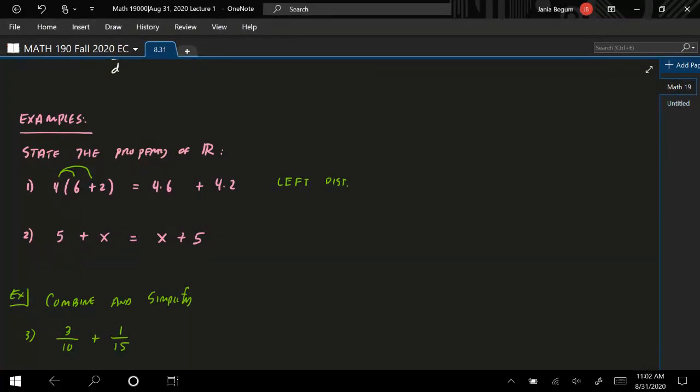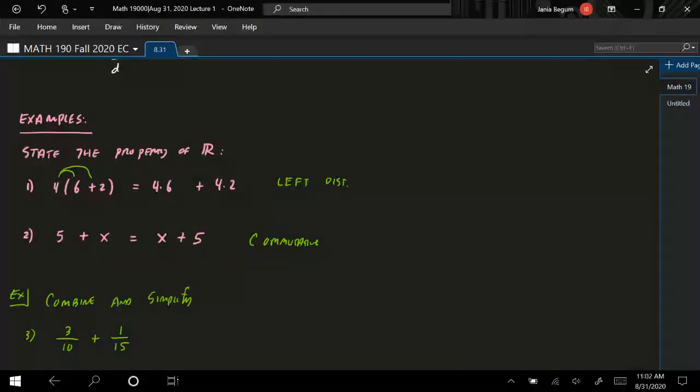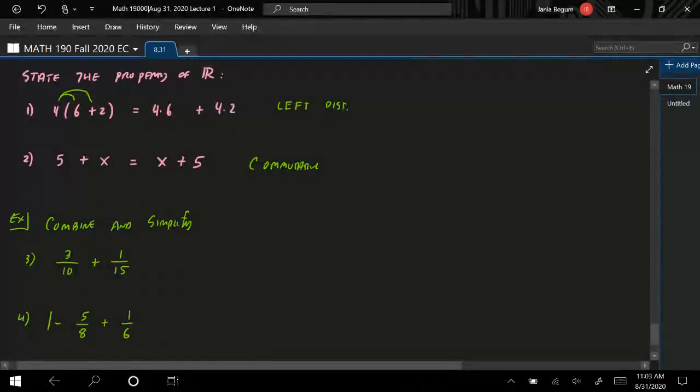Let's ask Daniel for the next one. It's commutative, right? Yep. Right, you can switch the order and the result's still the same. So 5 plus x is the same as x plus 5. Good. All right, moving on to the next 2 problems.